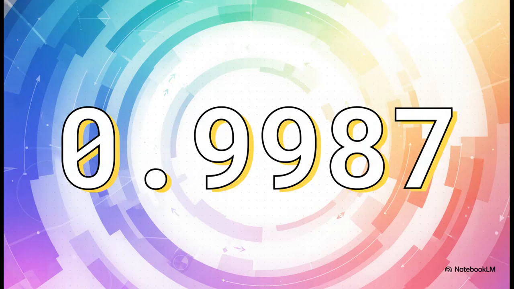The memory returns a vector, and the script checks how close that vector is to the original code vector. A perfect match would be a score of 1. What it gets is 0.9987. I mean, that is just ridiculously close.